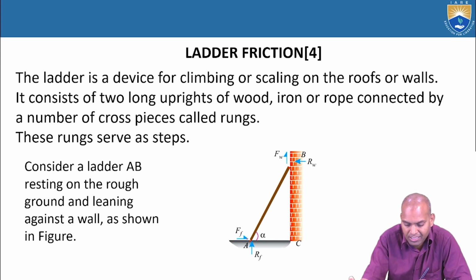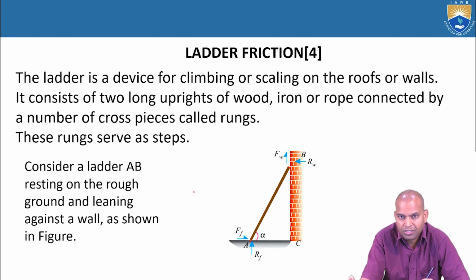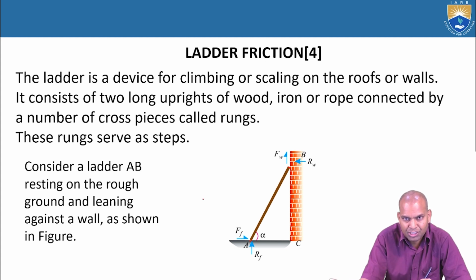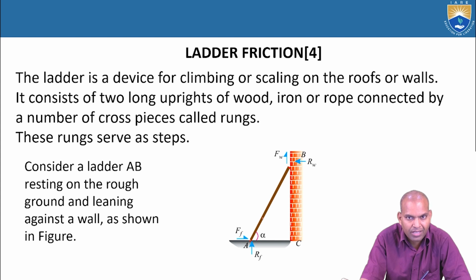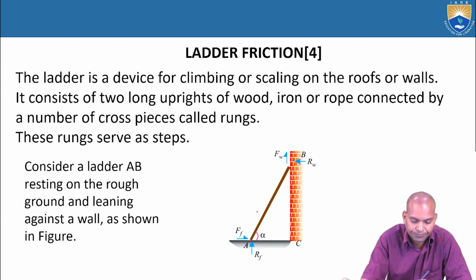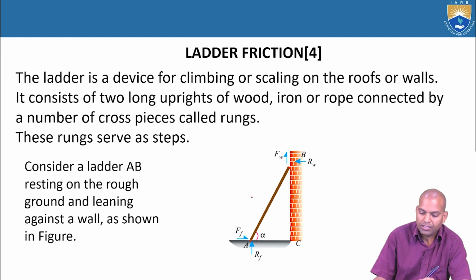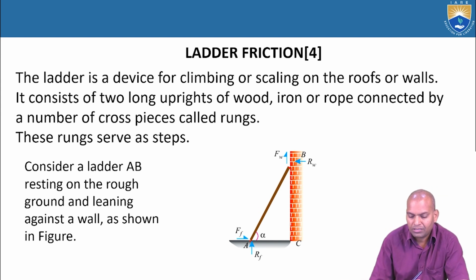It can't stay in a rest position because of the smooth surfaces. There is a sliding action that takes place at point B and point A also. Then the collapse of the ladder takes place when the person climbs on the ladder. Now, the wall is a rough surface and the floor is also a rough surface.